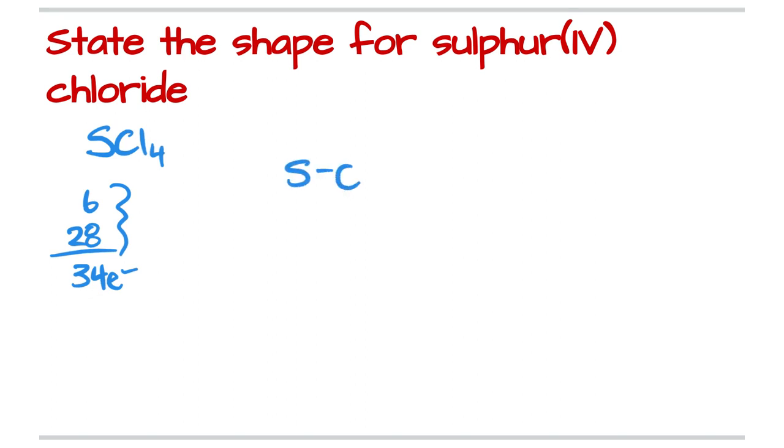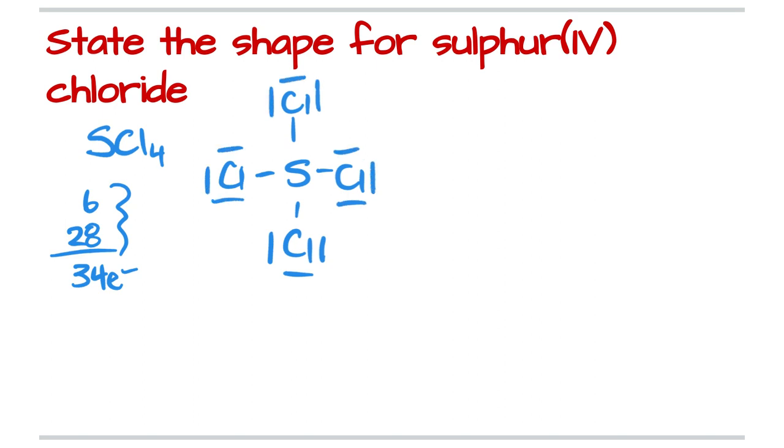All right, from here, we're going to put the central atom, and we're going to put our 4 chlorines around it. We're going to fill up the valence shells of the chlorines. Once we've done that and count up all the electrons, there are 32 here. We need 34, so we're going to put our last pair on our central atom.